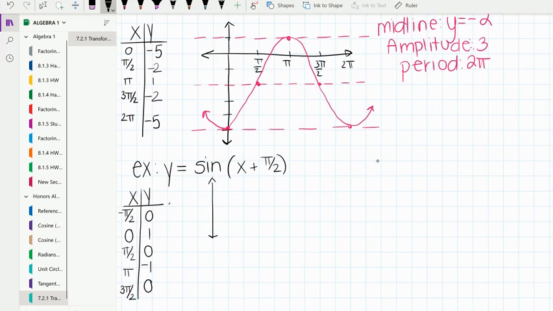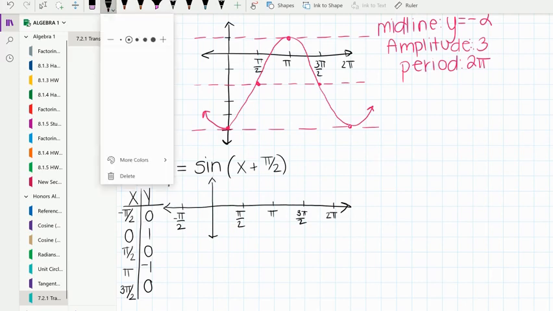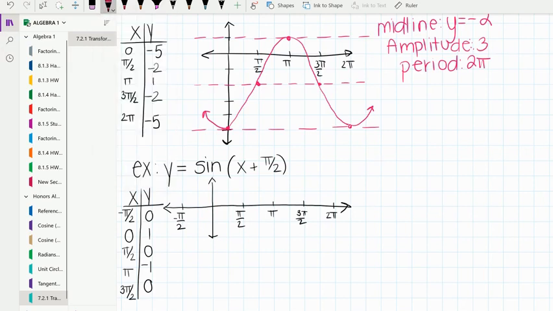All right, and I'm going to leave a little bit more room on the x-axis on the left side. Okay, and I guess I should probably label these. So this would be negative pi over 2, pi over 2, pi, 3 pi over 2, and 2 pi. Okay, so we will again start. We don't actually need to do the midline and amplitude. You could. And again, when I'm doing this, this is all just recommendations. You don't have to put these in every time, but it just kind of gives you a guideline of where your graph is going to be.